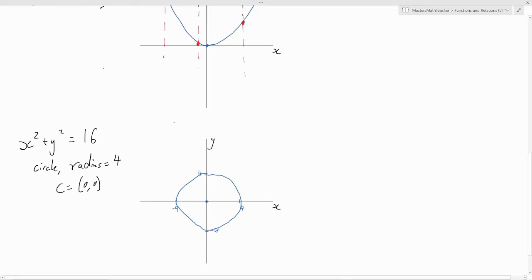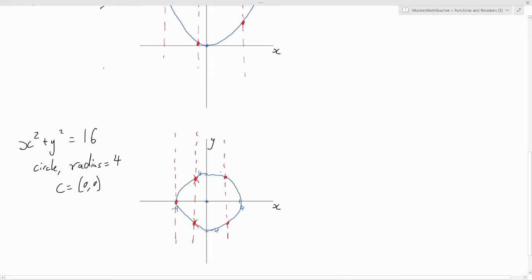Now let's try the vertical lines again. If we draw a line on 4, well that hits exactly once. Awesome, maybe it's a function. But if we try it again, this one's hit twice, 2 points. Try it again. Again, it hits 2 points.